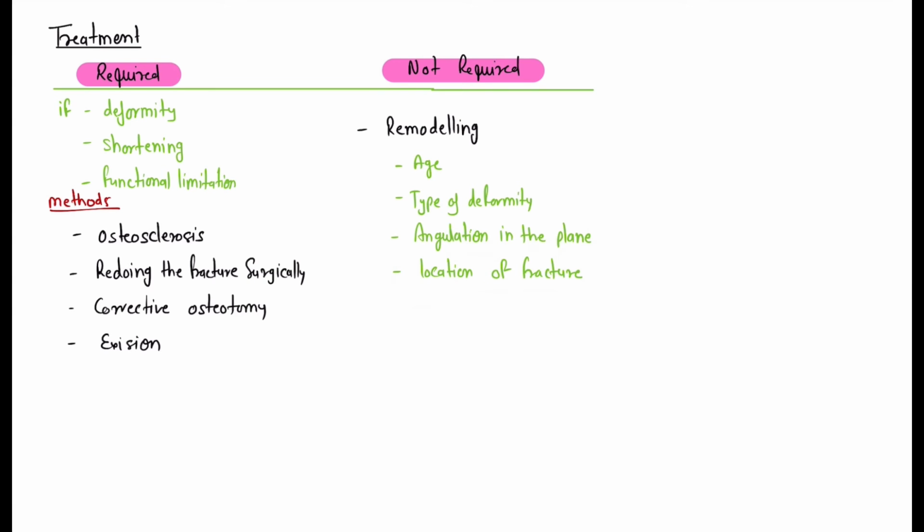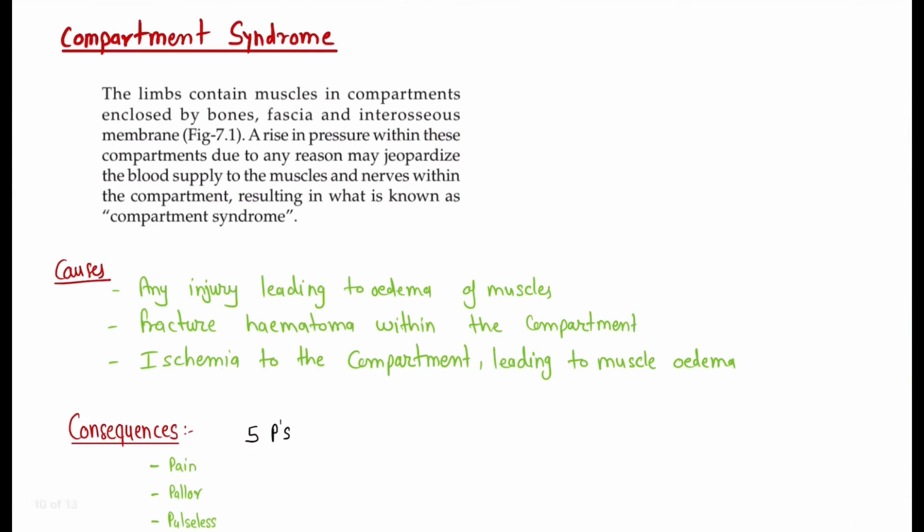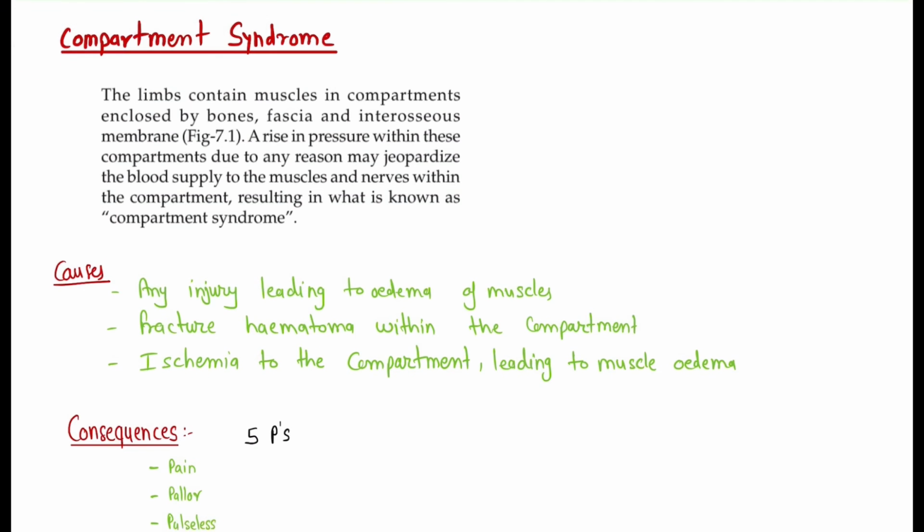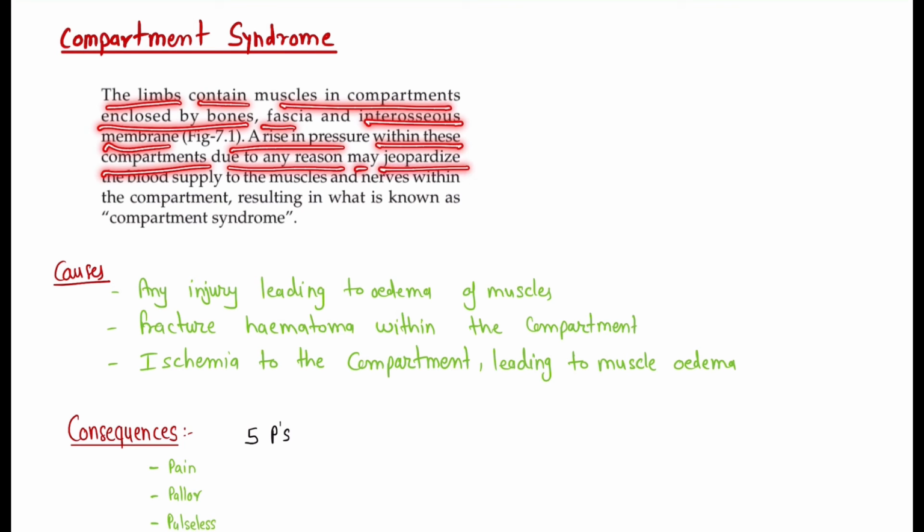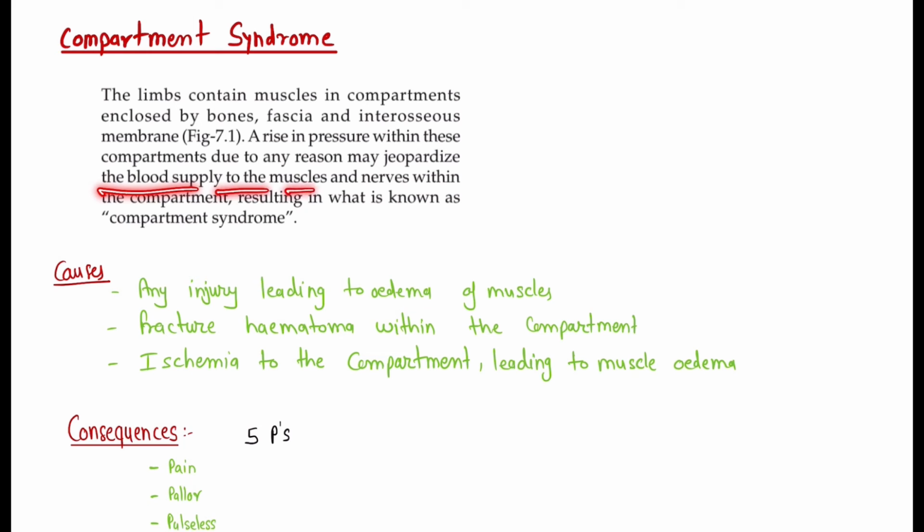So next we'll talk about compartment syndrome. The limbs contain muscles in compartments enclosed by bone, fascia, and interosseous membranes. The rise in pressure within these compartments due to any reason may jeopardize the blood supply to the muscles and nerves within the compartment, resulting in what is known as compartment syndrome. Basically it means if a part of a limb is compressed or getting pressurized, then the blood supply of that part will be hampered, and this will cause compartment syndrome.